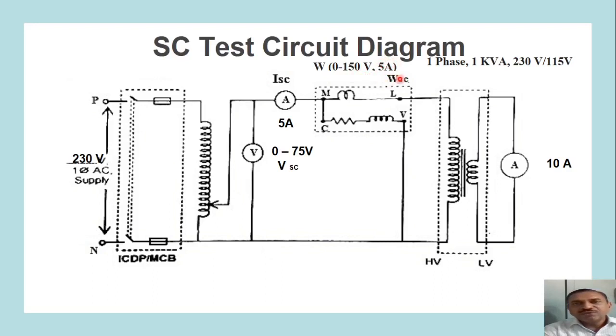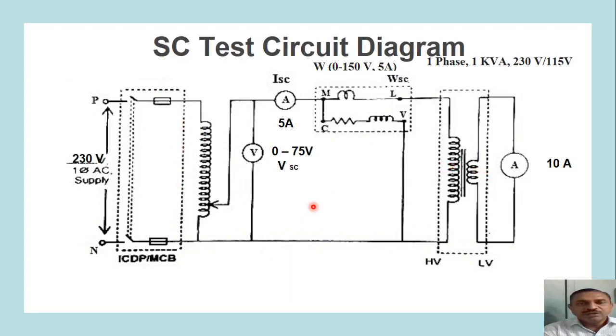a wattmeter of 0 to 75 or 115 volt voltage rating, and its current coil rating should be 5 ampere, as the current circulating through this HV side circuit will be the rated current, and just as I told you, the rated current will be 4.6 ampere. Now on the supply side we will require, as per our OC test also, the ICDP and the MCB to protect the circuit on the right side.